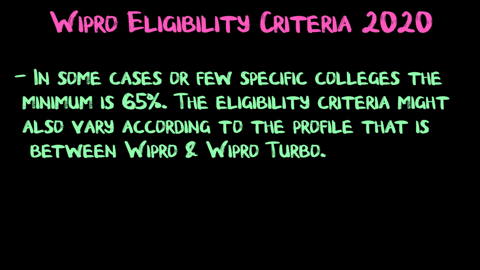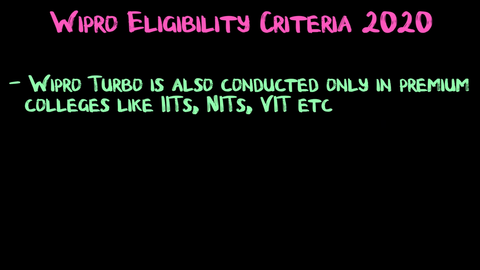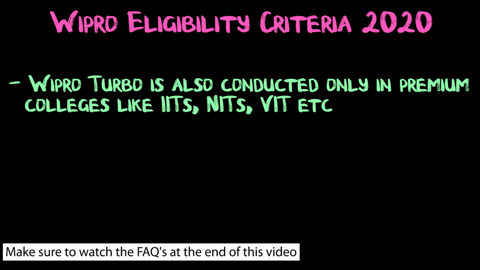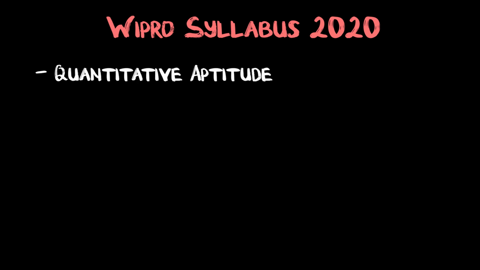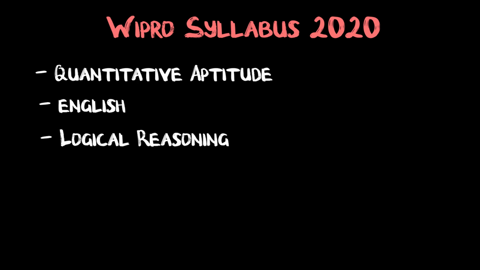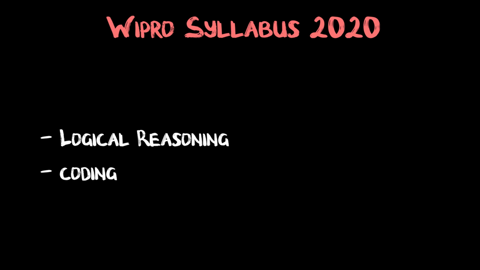The eligibility criteria may vary according to the profile, like Wipro and Wipro Turbo. Wipro Turbo is also conducted only in premium colleges like IITs, NITs and VIT. Moving further, let's talk about Wipro syllabus. Wipro syllabus is pretty exhaustive as it covers all the areas of quantitative aptitude, English, logical reasoning and coding as well. The quantitative section is a lengthy one, so you should learn shortcuts for them.